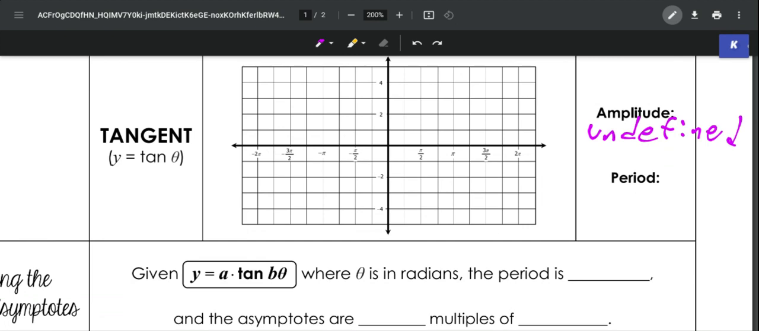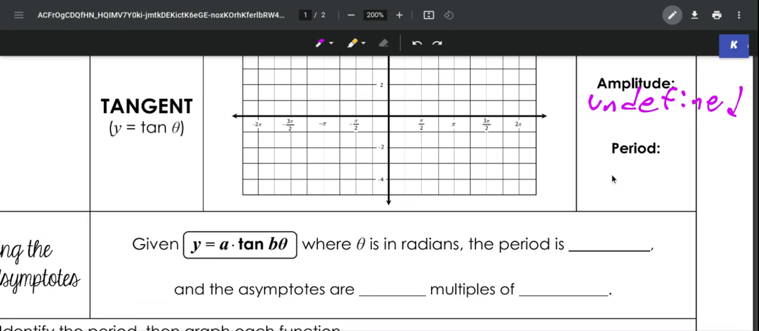Well, actually, it's a little different. Instead of it being 2 pi over b, it's just pi over b. So that's what we have here, pi over absolute value of b. So if we just look at tangent of theta, there's an understood 1 right in front of this theta, so that means that we would just have pi over 1, which is pi.